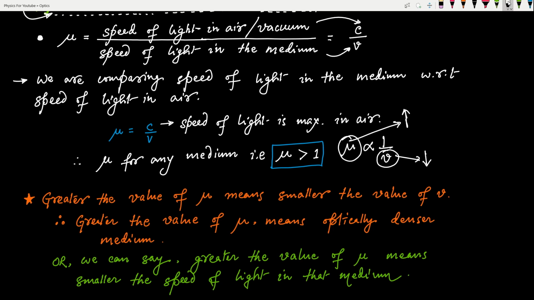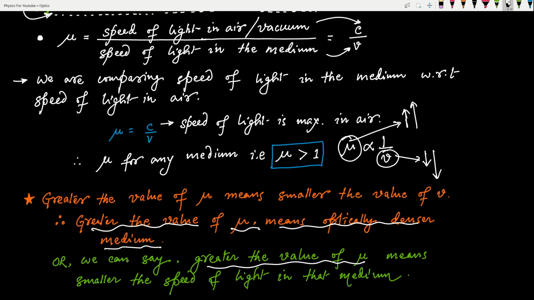So if the velocity decreases, then what happens? The refractive index mu will increase. As a result, we can say that greater the value of mu means optically denser medium. Why? Because greater the value of mu means smaller the speed of light.